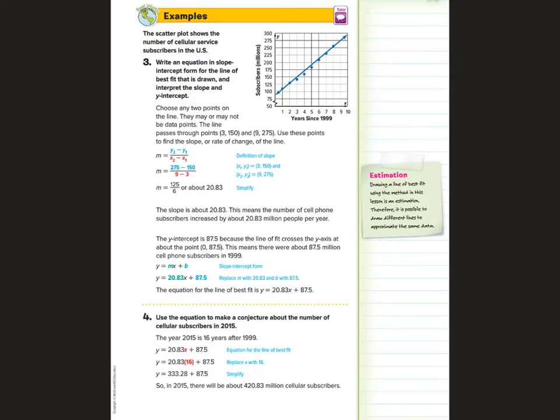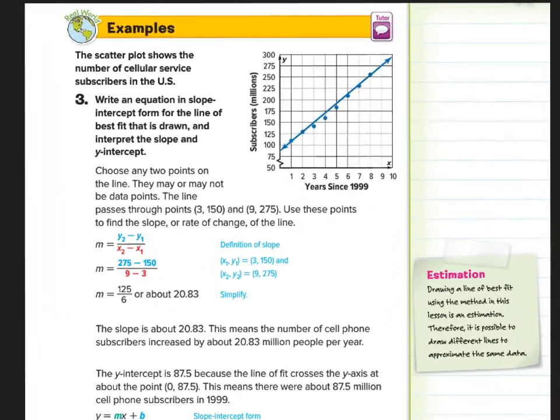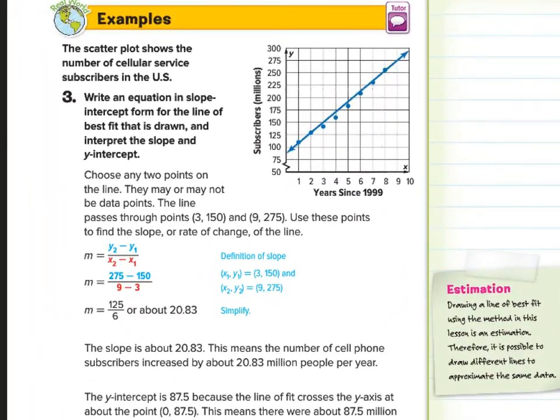Okay, so now we get into the fun part. This is where we're actually going to use what we've learned before with equation of the line and slope-intercept form to write an equation. As you can see here, we're being given a scatter plot, and this one has a very linear association, a positive linear association that's easy to draw a line for. The scatter plot shows the number of cellular service subscribers in the US since the year 1999, and the subscribers in the millions. Write an equation in slope-intercept form for the line of best fit that is drawn and interpret the slope and the y-intercept.